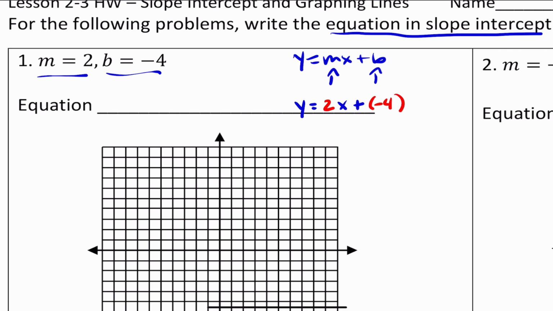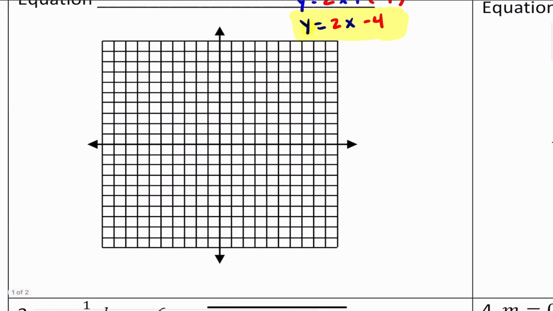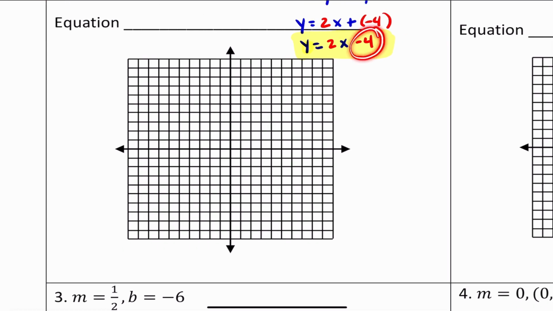Y'all, I don't like how this is written, so I'm going to start simplifying this. So I have y equals 2x, positive times a negative is going to be -4. And then this is essentially what I want to see on the homework assignment, this answer. This is a perfect answer. Now, all I have to do is take this equation and graph that line. So I start at -4, or essentially I start at 0, -4.